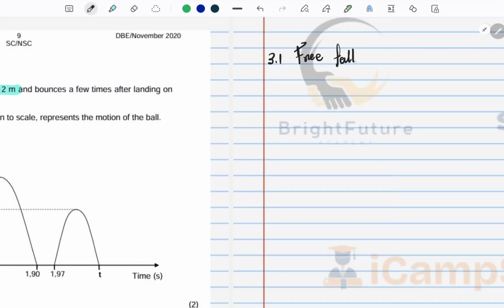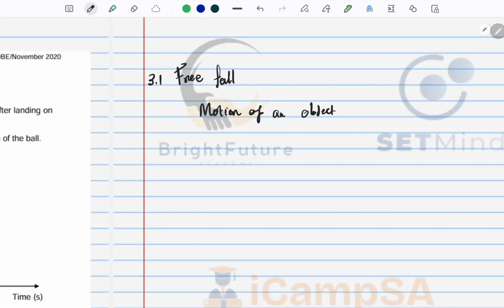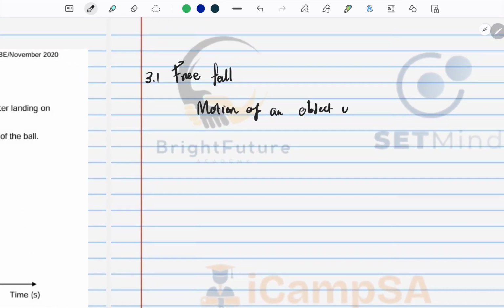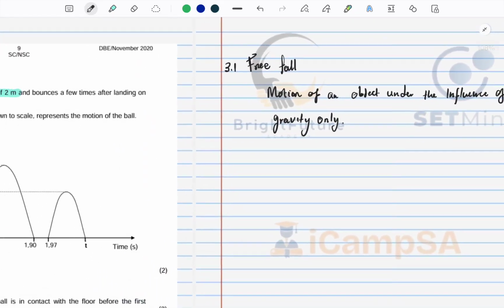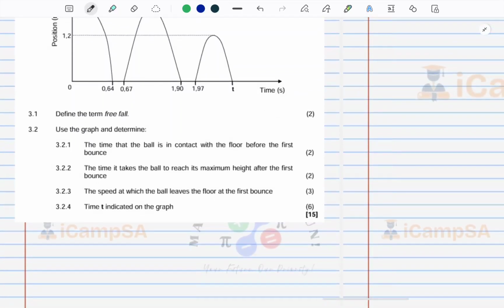Free fall: the motion of an object under the influence of gravitational force, under the influence of gravity only. This 'only' is very important. Okay, that is your free fall. So use your exam guidelines to answer all your definitions.